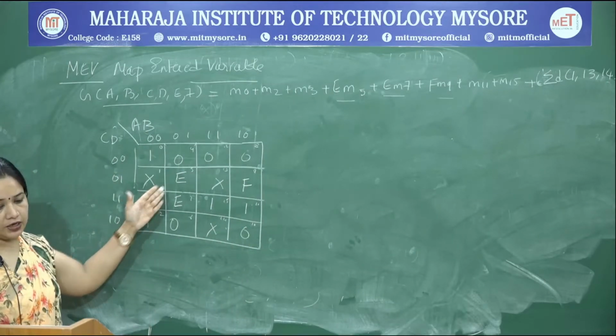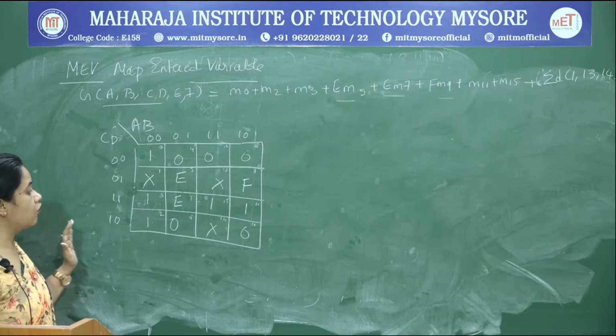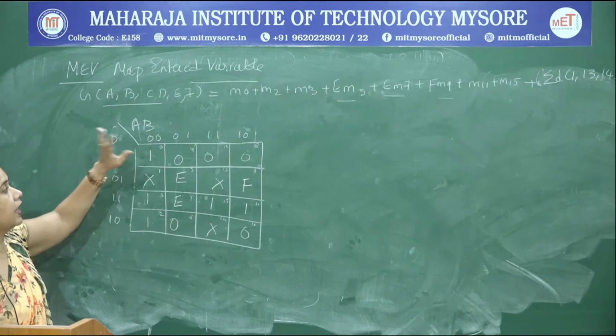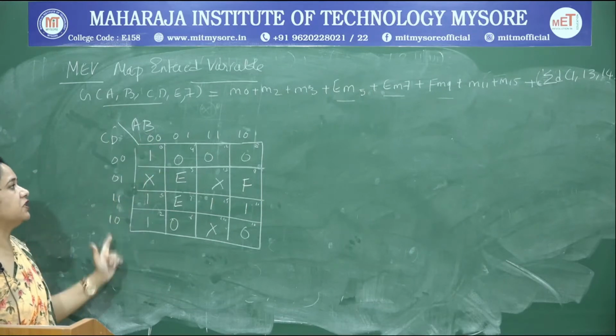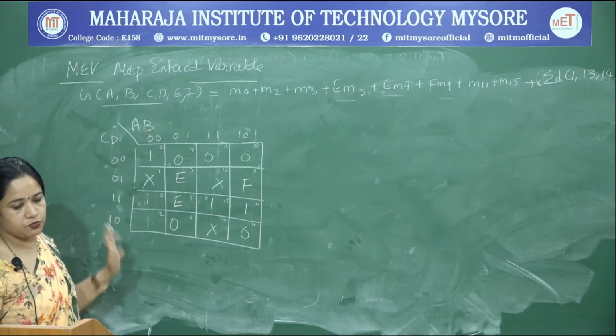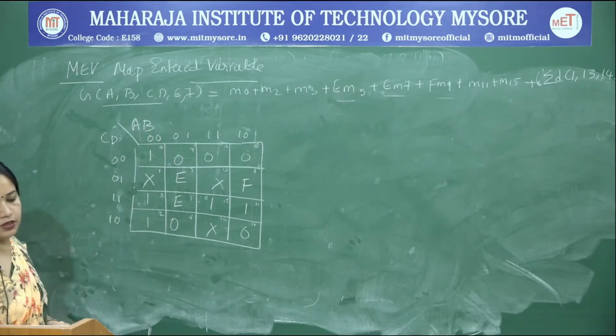Now we will consider the case of E equal to 0, F equal to 0. Later we will take E as 1 and F as 0, and finally we will draw one more K-map for E is 0 and F is 1, and arrive at different possible solutions.